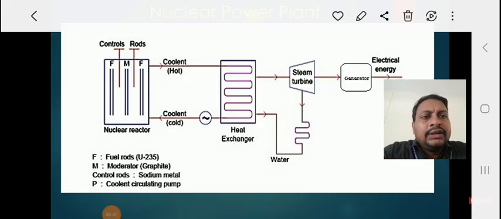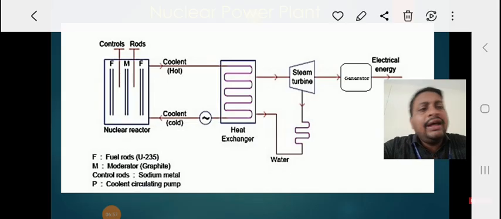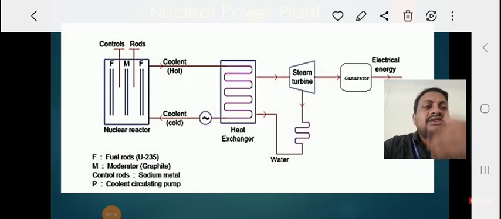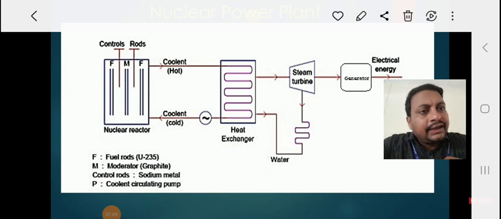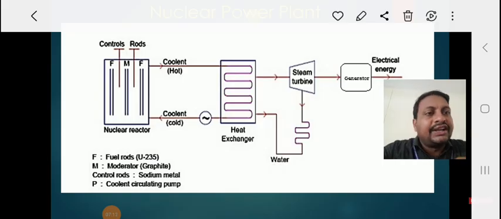Here the heat exchanger is also called a steam generator. The water goes to the heat exchanger, absorbs the heat, and is converted into steam. That supersaturated steam expands on the steam turbine. Then the turbine starts rotating, developing mechanical energy. The output of the steam turbine is mechanical energy, which is further converted into electrical energy by the generator.